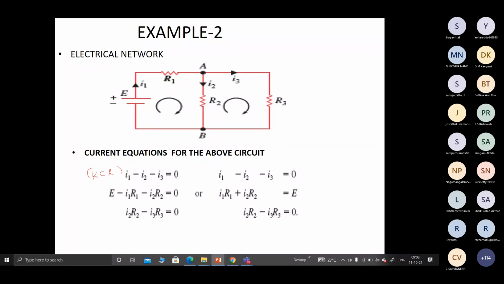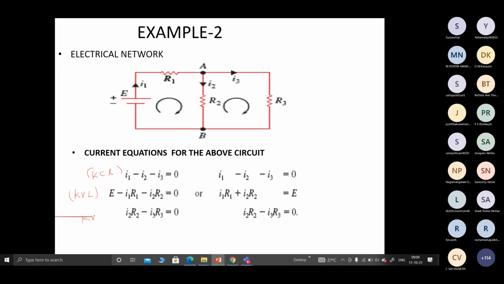So at A, what is the current entering the node? I1 is equal to the current leaving the node, I2 plus I3. So if you take them to the left hand side, I1 minus I2 minus I3 equals 0. That's all. That's KCL, one equation. Similarly, the second and third equations come from KVL, Kirchhoff's voltage law.